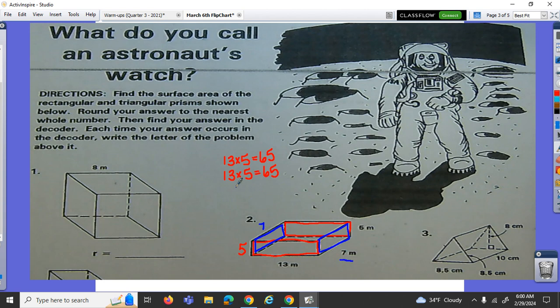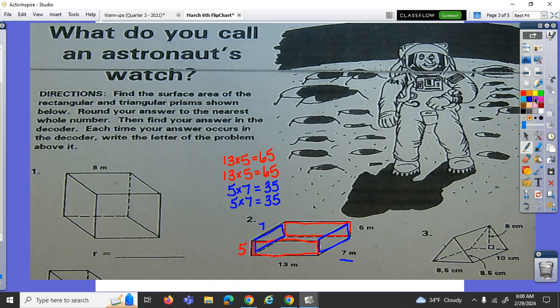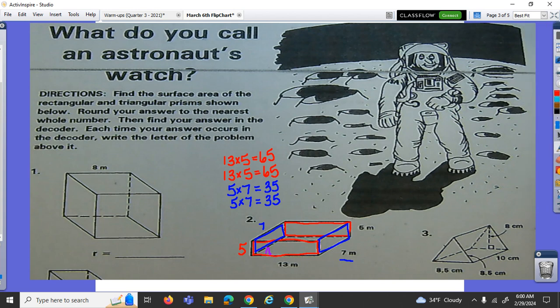So remember, opposite sides of a rectangle are equal. So 5 by 7, 35. Another 5 by 7, 35. Okay, one more side. That's going to be the top and the bottom, which will be this one right here. Same as the top here. Again, it's going to be a little messy, but you can see what I'm coloring here.